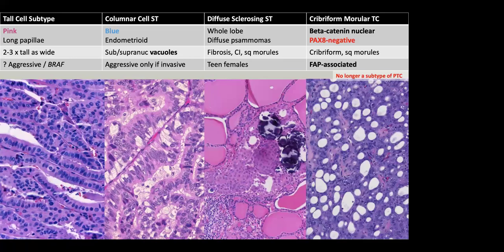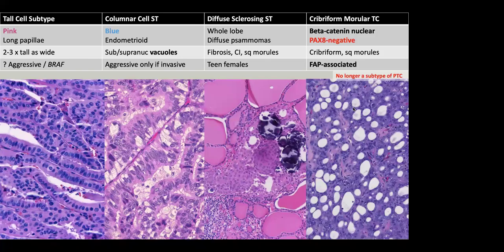Subtypes of papillary include the tall cell, which is usually very pink and has BRAF V600E mutations, columnar cell, which is very blue and almost endometrioid looking and has these sub or supranuclear vacuoles, tends to be more aggressive only if it is widely invasive. Diffuse sclerosing is present as sort of bilateral involvement, often in teenage females, with lots and lots of psammoma bodies, occasionally with squamoid morules, but these are treated aggressively and do very well.